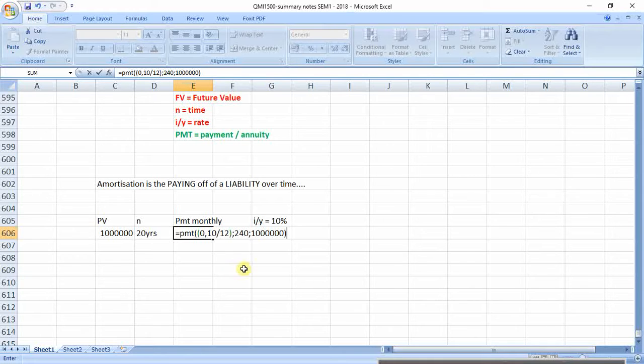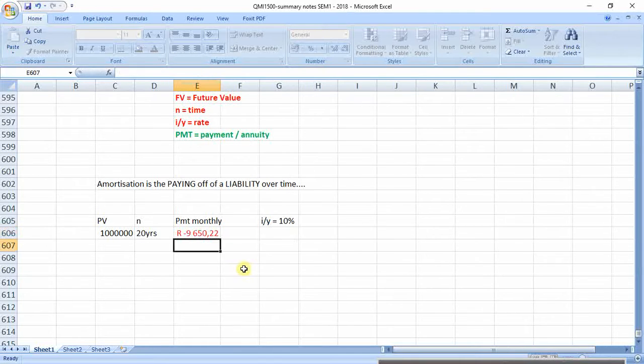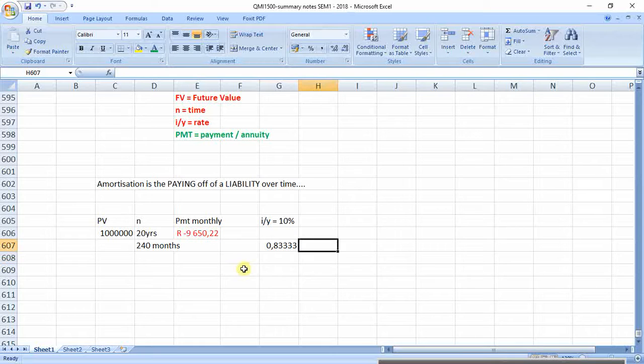What is the rate? 10% per annum. So how much is that per month? Divide by 12. So this is 240 months. This would be 10 divided by 12, which is that percent per month.